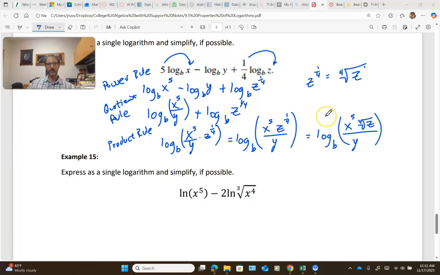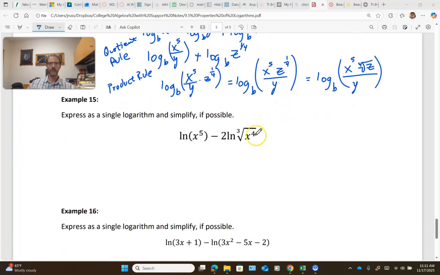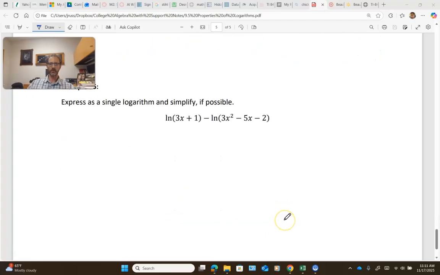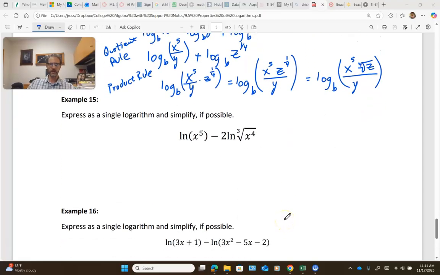All right, let's try example 15. Now, example 15 looks a bit simpler because it's only got 2 logarithms. The more logarithms there are, the more work there is when you're condensing. So example 15, it says express as a single logarithm and simplify.